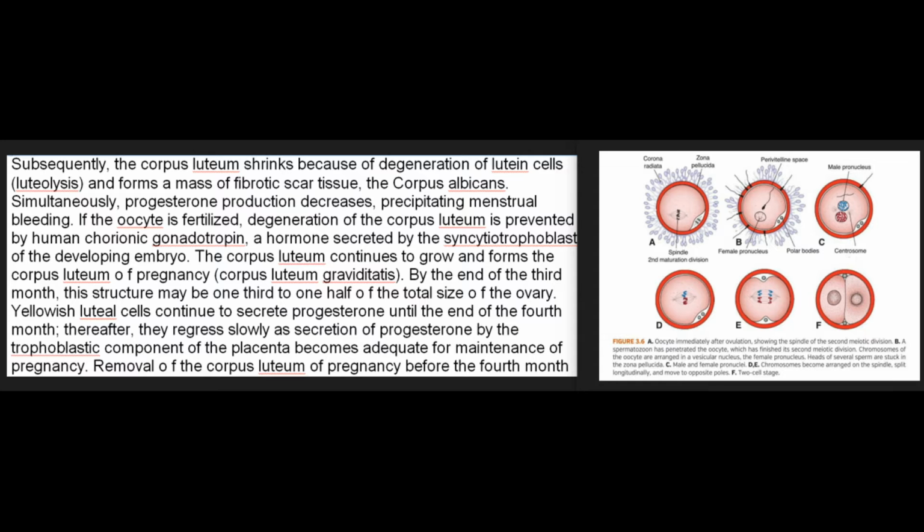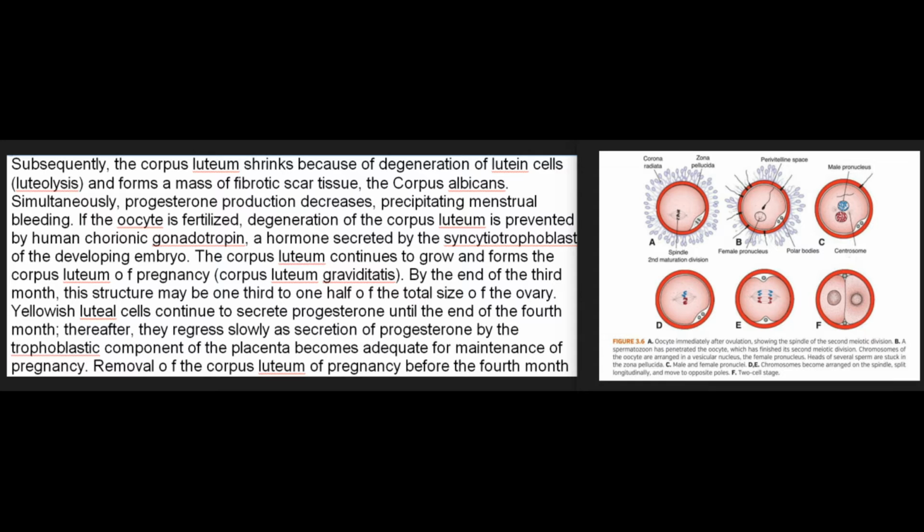If the oocyte is fertilized, degeneration of the corpus luteum is prevented by human chorionic gonadotropin, a hormone secreted by the syncytiotrophoblast of the developing embryo. The corpus luteum continues to grow and forms the corpus luteum of pregnancy, corpus luteum graviditatis.